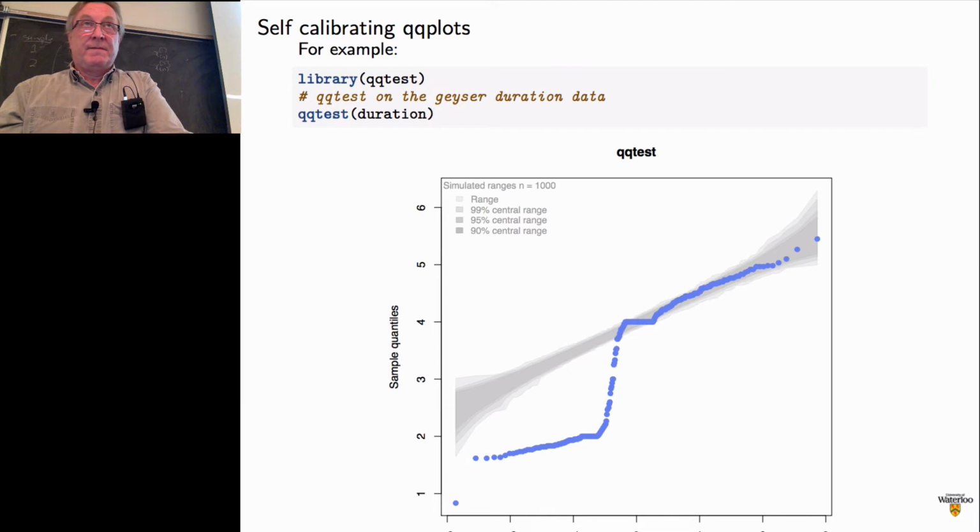Yes? No, you can also choose different intervals. But the defaults are 90%, 95%, 99%, and the whole range. So if I were to call this again, I'd get a different plot, in the sense that the envelopes would change slightly because they're all from simulations. All right? Questions?